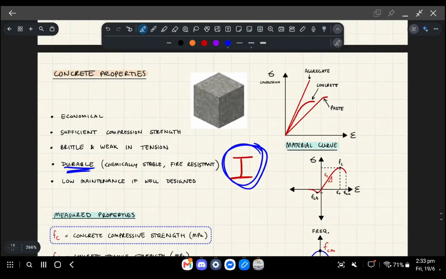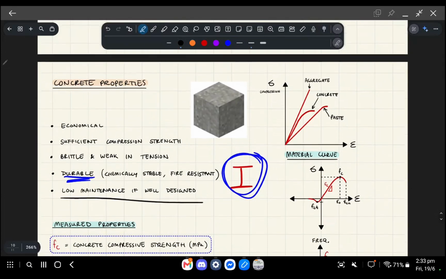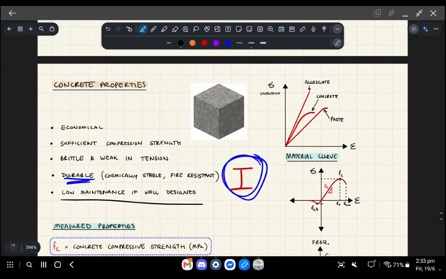Essentially, concrete can also have a very good service life and doesn't need much maintenance if it's well designed. That's why you see a lot of concrete used for footings, the foundations of buildings, and in underwater structures as well, because you're not going to send someone down there to do maintenance. So it's a very good material choice for something like that. Concrete has all these great upsides.